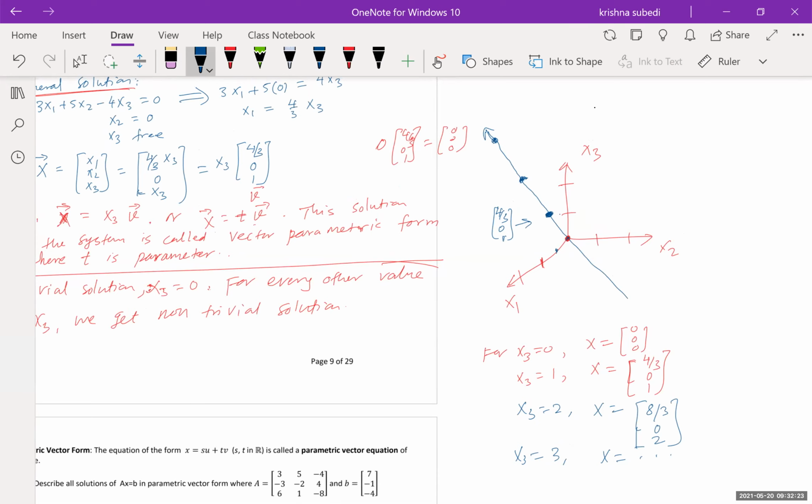So for the homogeneous system of equations, if the solution is in this form, tv form, then what we get is just a straight line. All right, so that's the thing. Just keep that in mind. Now, let's move forward.